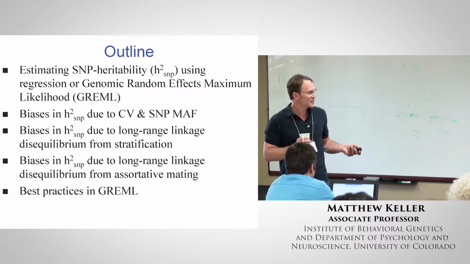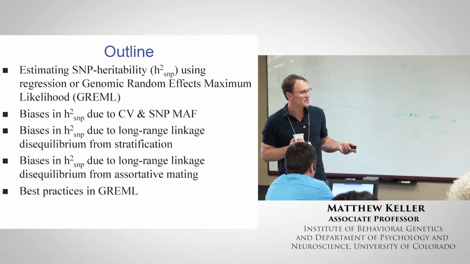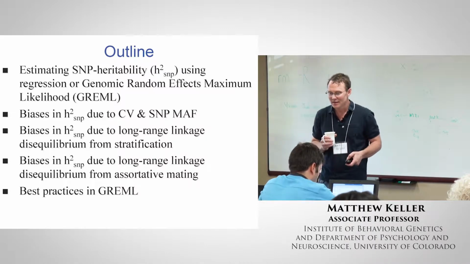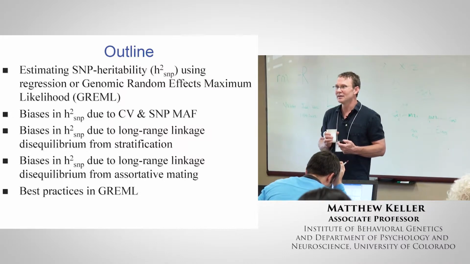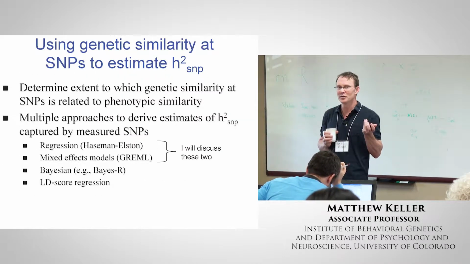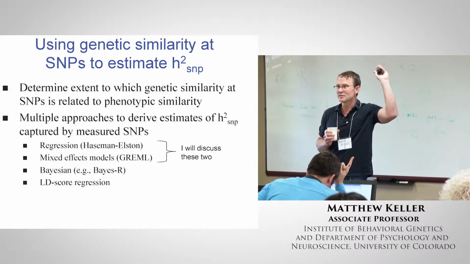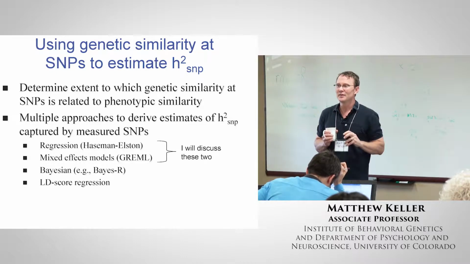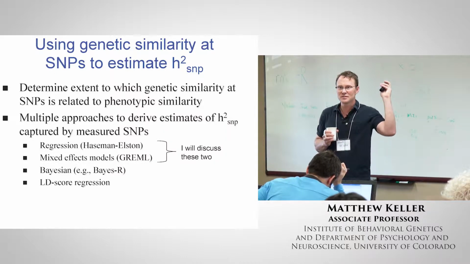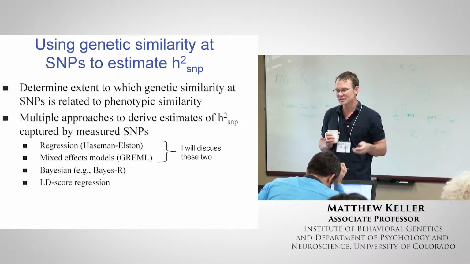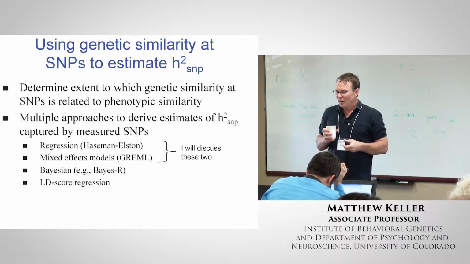So we can use genetic similarity at SNPs to test this hypothesis. This is the original motivation behind GCTA. Who is familiar with GCTA? Oh wow, okay, so a substantial number of people. And then who's used it? Who's used GCTA? Okay, that's helpful for me to know.